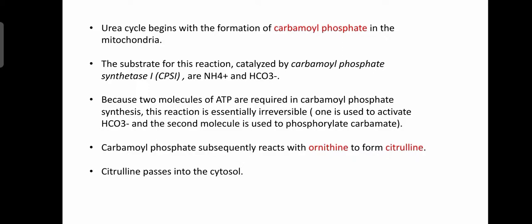Next, carbamyl phosphate reacts with ornithine to form citrulline. Citrulline will pass into the cytosol. Now the reactions taking place in the mitochondria are finished, and citrulline passes to the cytosol. The next reactions will be taking place in the cytosol.